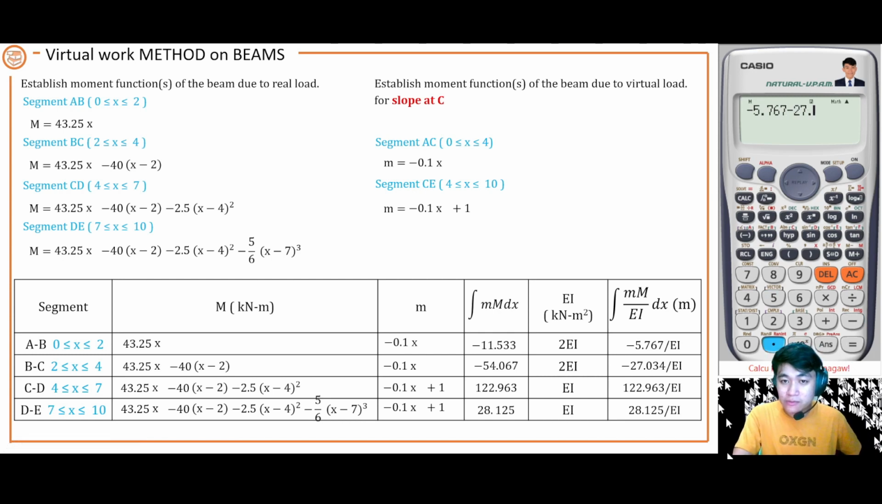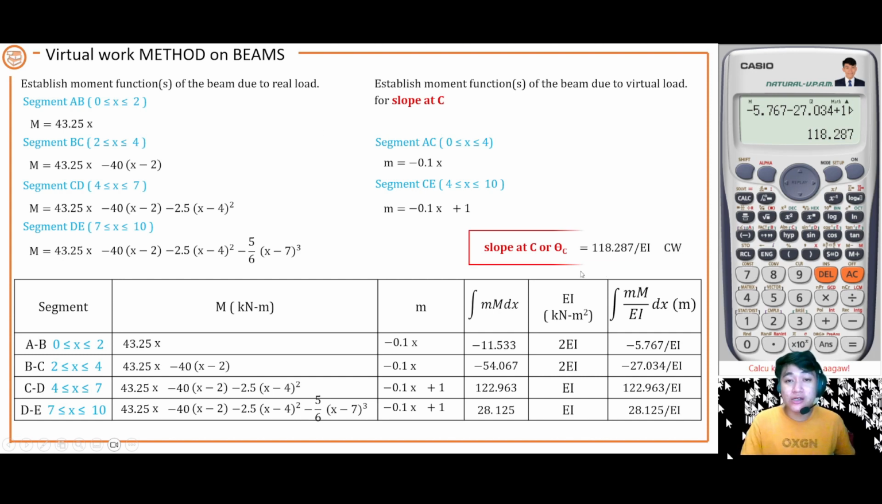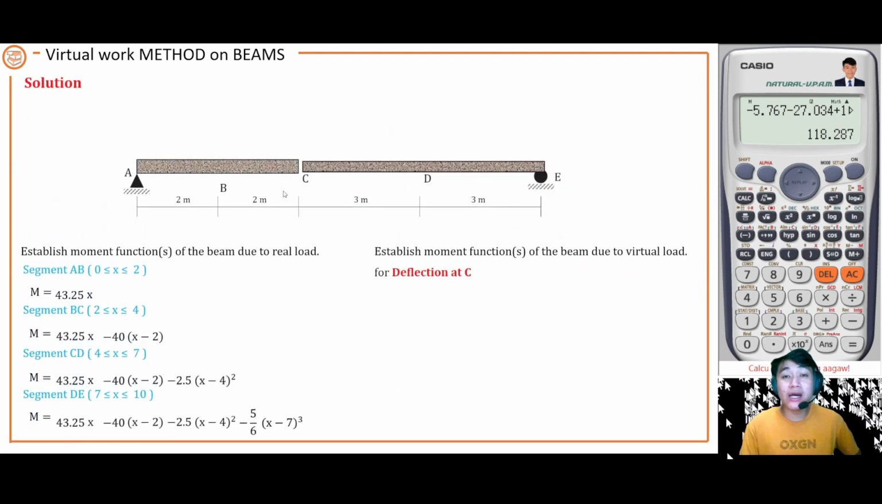767 minus 27.034 plus 122.9963 plus 28.125. The answer is positive 118.287. So that is positive, meaning the slope at C is a clockwise rotation.